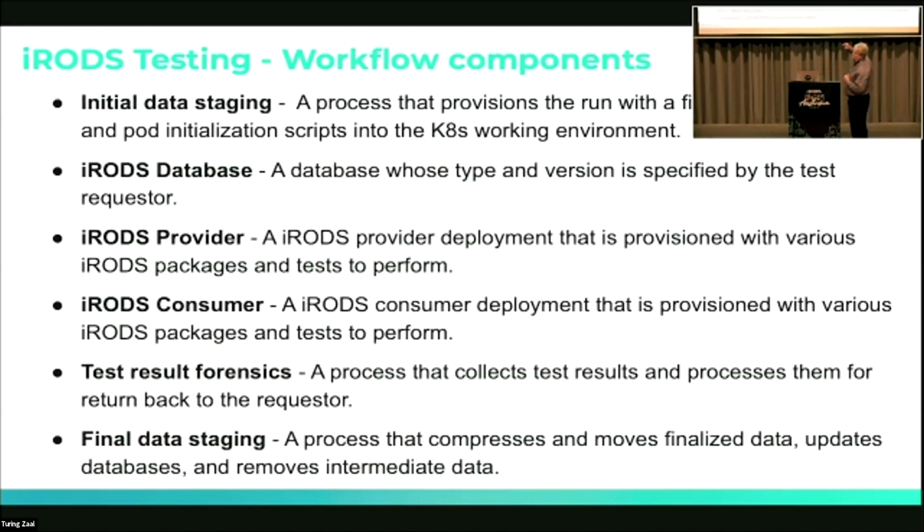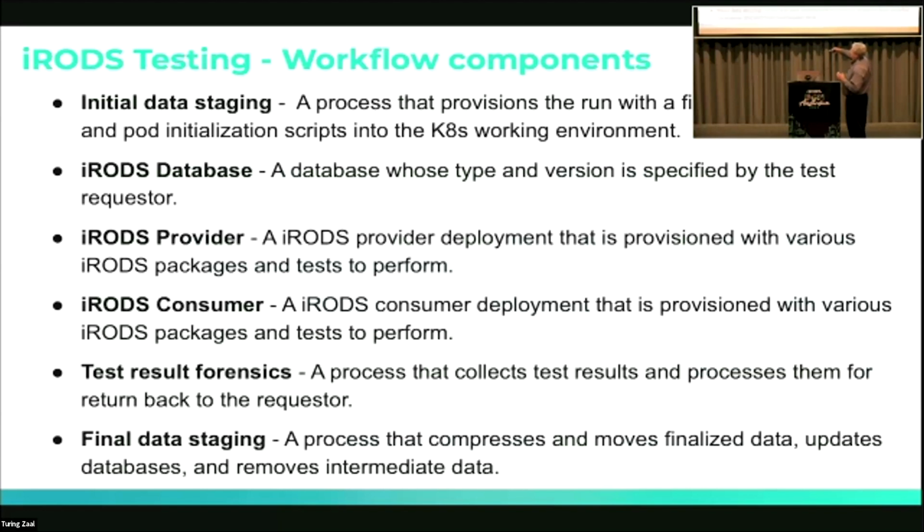The workflow steps that we've currently defined for some of the workflows start with data staging. So you're getting everything prepared for the testing. The database is started, a provider is started, a consumer is started, and the provider and consumer automatically start running tests that are specified by the user. After the tests are all done, another process comes in and does the forensics, where it's actually pulling out that data and the logs, summarizing some of the information. And I've got some ideas on how to make that a little smarter.